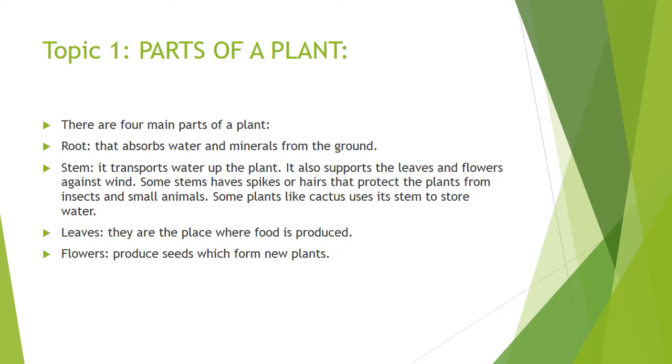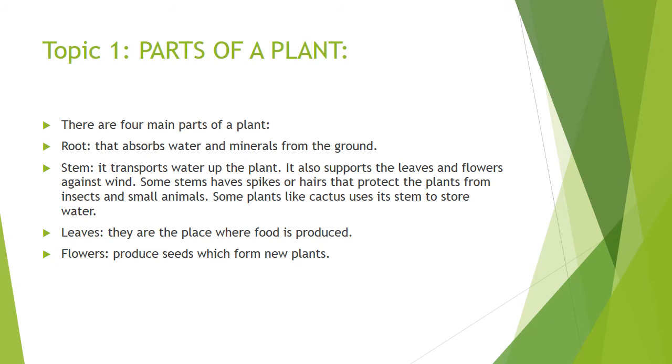The second part is stem. The function of the stem is that it transports water up the plant. The water that is present in the soil is absorbed by the roots and further transported to the aerial parts of the plant through the stem. It also supports the leaves and flowers against wind. जब हवा आती है तो यही पत्ते और यही flowers, they are attached with the stem. So ये गिरते नहीं हैं. So this stem gives support to the leaves and flowers of the plant.